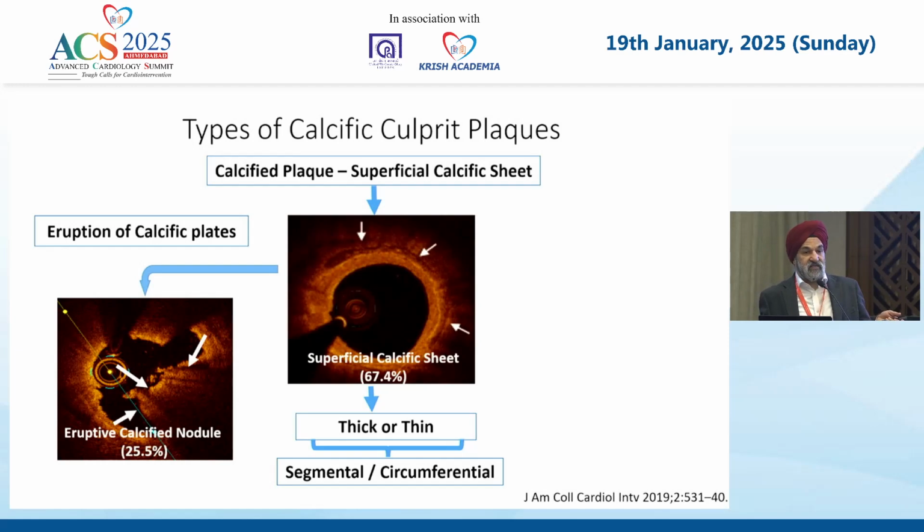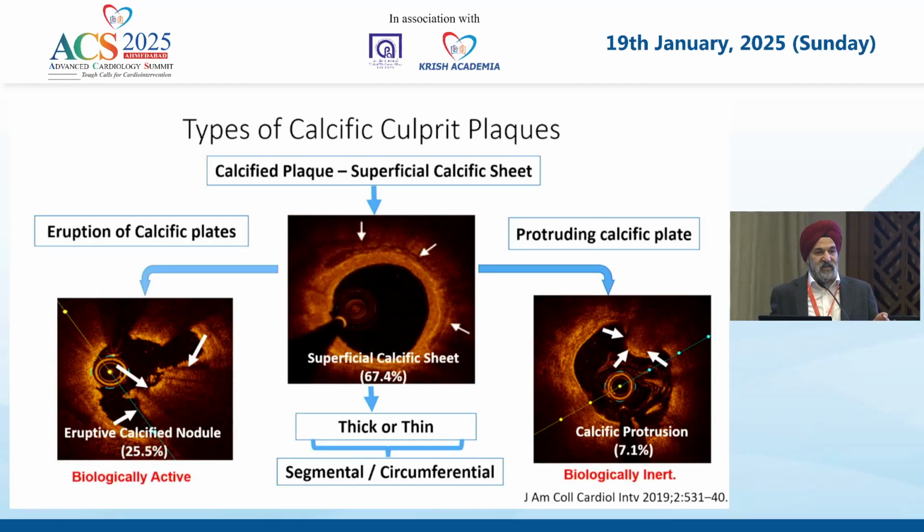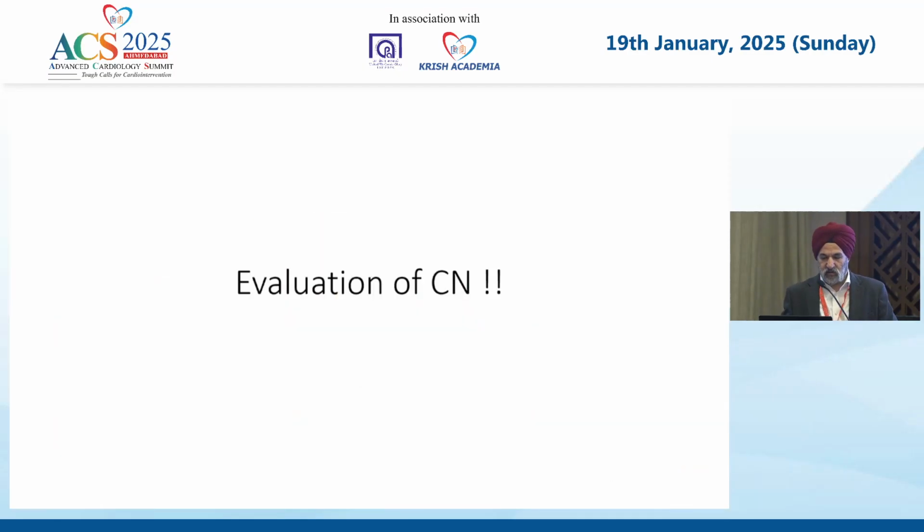This is a biologically active nodule. It accounts for 25% of the nodules of the calcific plates which we see, whereas a nodule which is just protruding from the media into the surface of the vessel is smooth, absolutely smooth. There is no jaggedness or irregularity over its surface. It accounts for about 7% of the total nodules seen. And this is biologically inert. It does nothing at all.